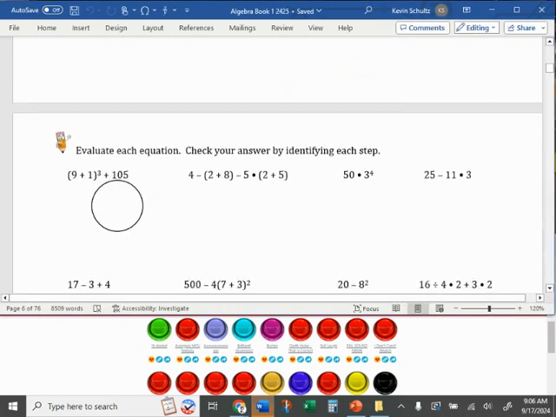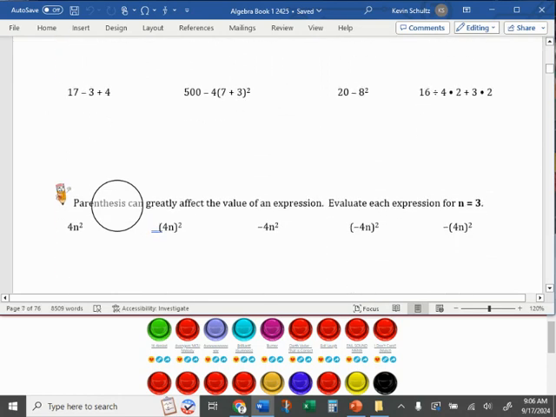Next page. Why is this eraser still being all weird? Stop being weird. There we go.